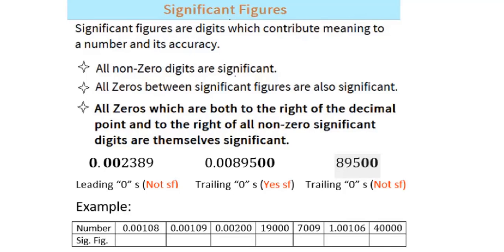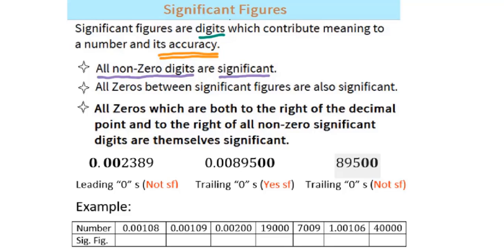Today's lesson is about significant figures. Significant figures are digits which contribute meaning to a number and its accuracy. The following are the rules for significant figures. First of all, non-zero digits are significant. Second rule, all zeros between significant figures are also significant.